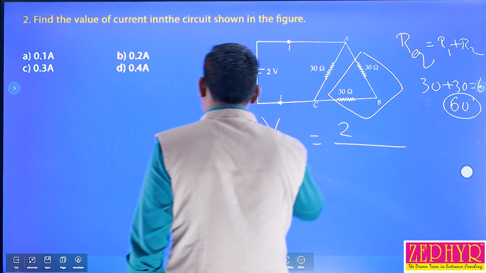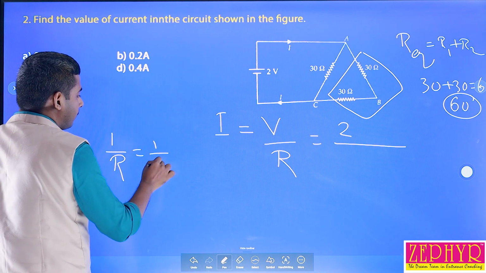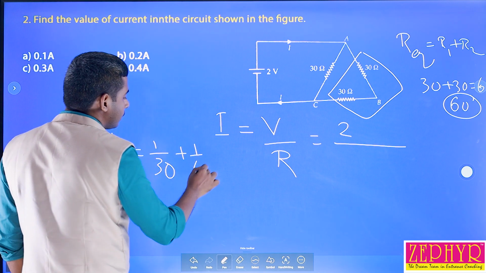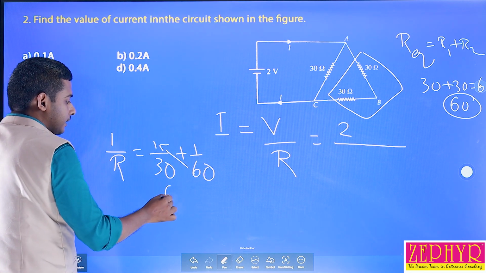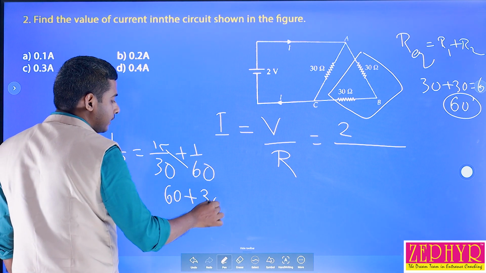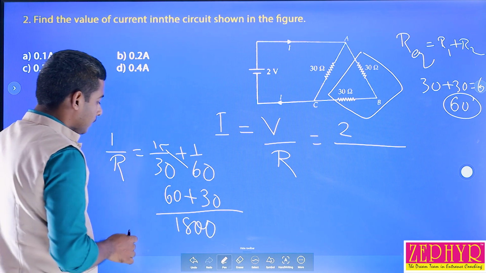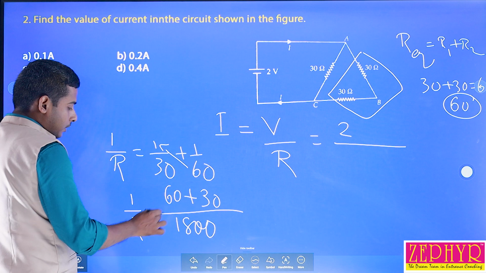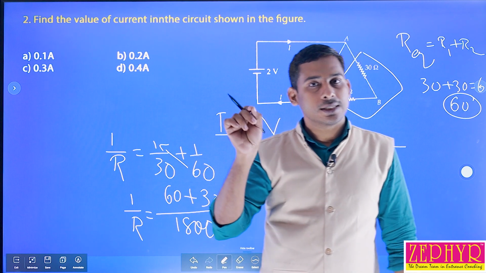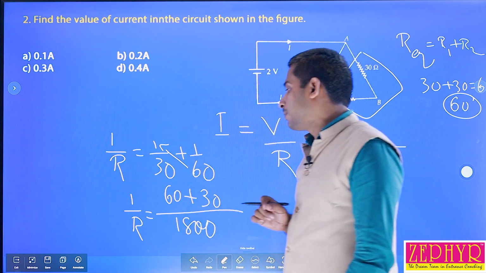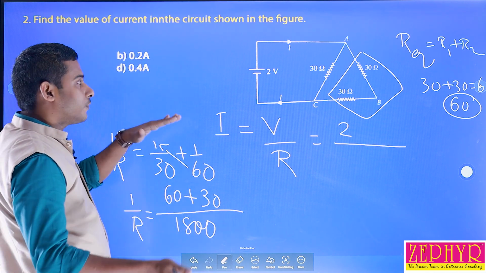Then we have one more 30, that is 1 by R equal to 1 by 30 plus 1 by 60. How can we do this? 60 into 1, 60 plus 30 into 1, 30, divided by 30 into 60, 1800. This is the 1 by R. Students, but we need R actually, not its reciprocal. So for that purpose, you have to take the reciprocal of the given number.